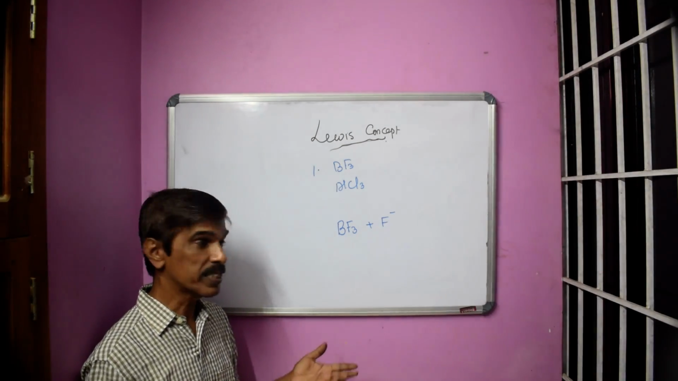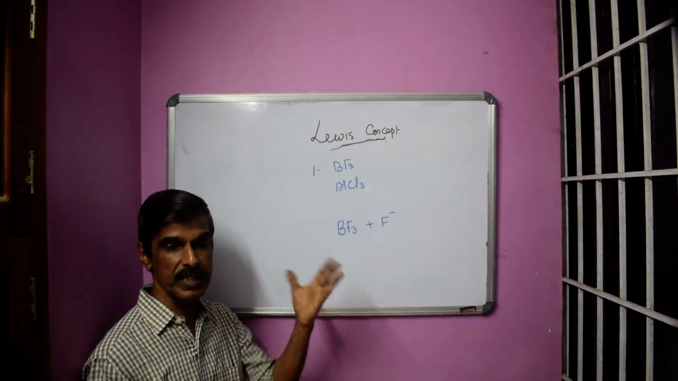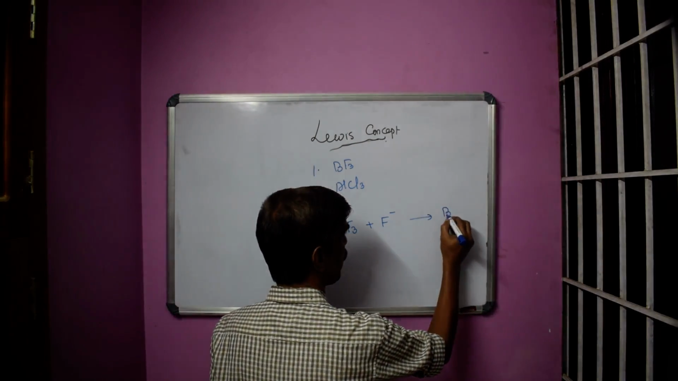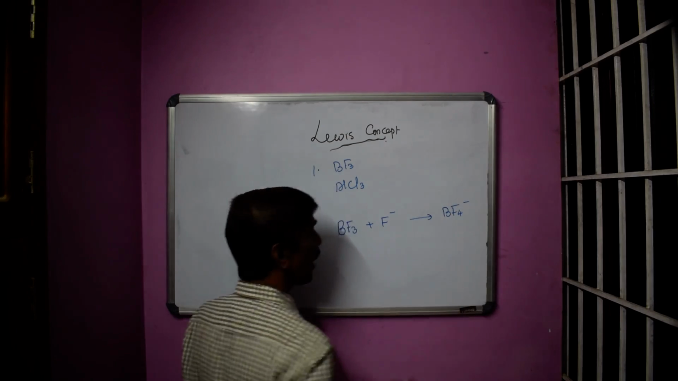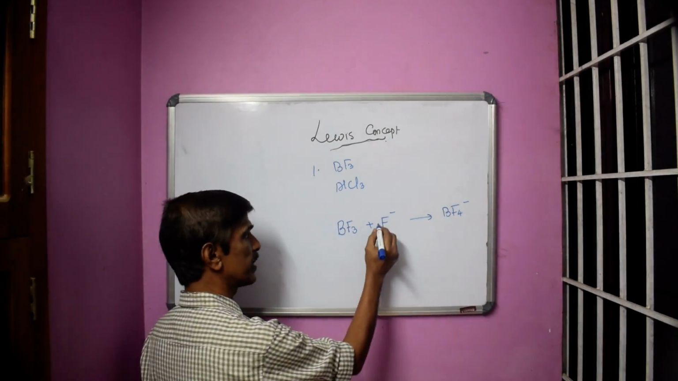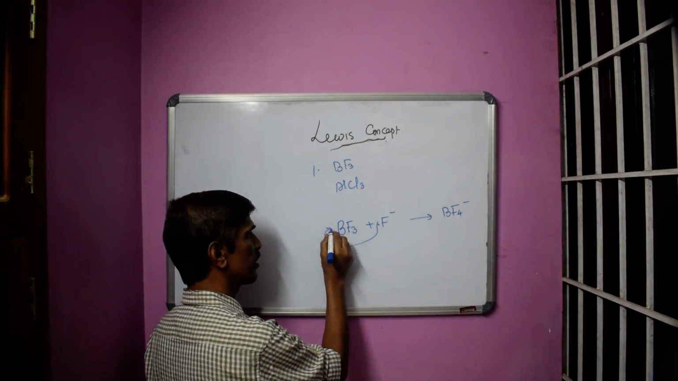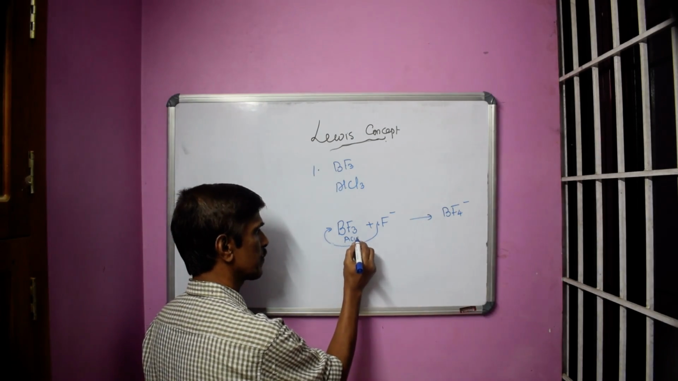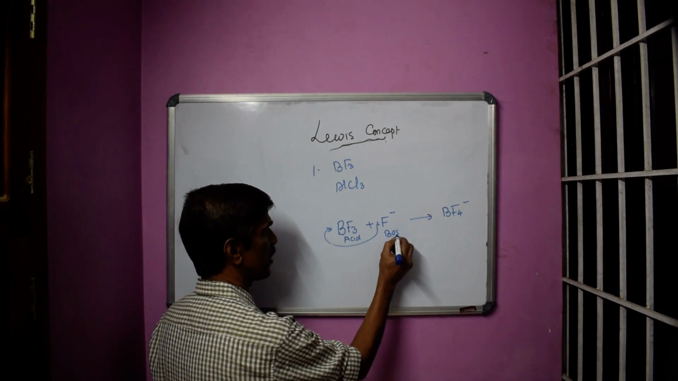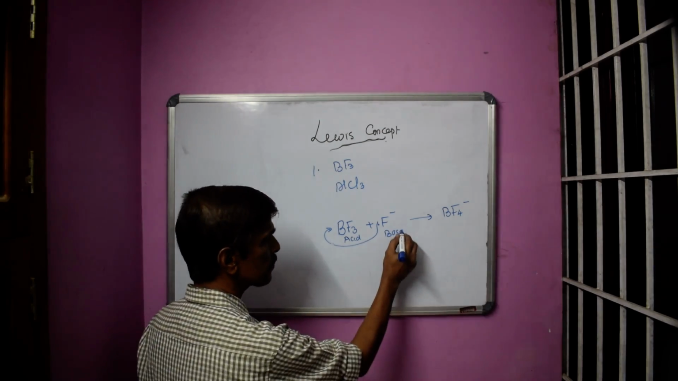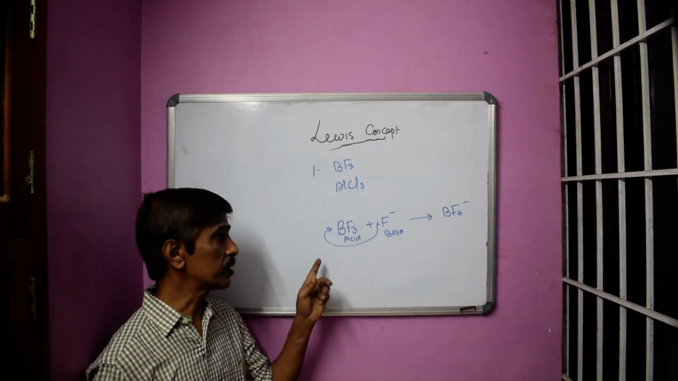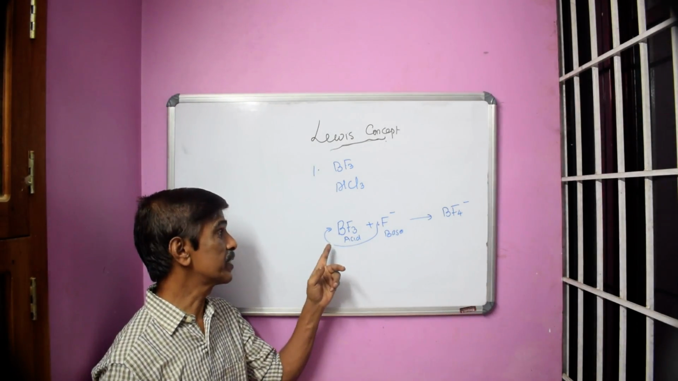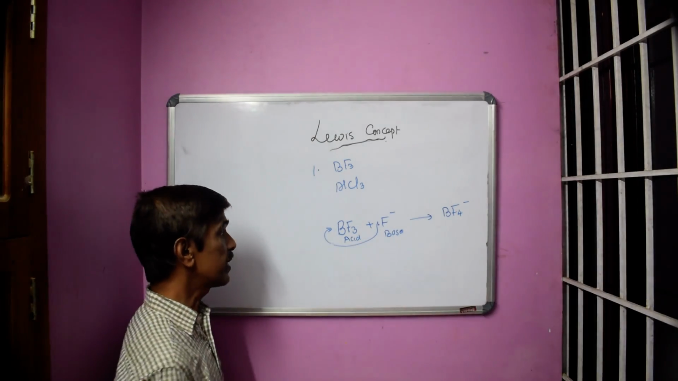Fluoride ion has 7 plus 1, 8 electrons. The 4 pairs are lone pairs, and BF3 will combine with the fluoride to form BF4 minus. During this reaction, a pair of electrons is donated to BF3. BF3 is the acid, and fluoride ion is the base, isn't it? It is donating a pair of electrons. Similarly, BCl3 plus Cl minus gives BCl4 minus, just like BF3 plus F minus.